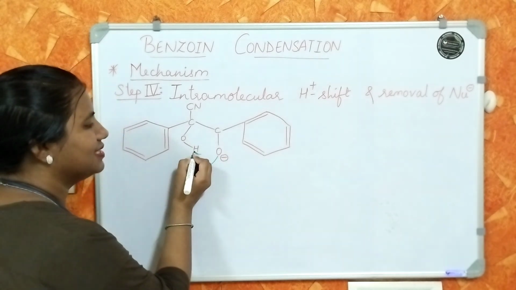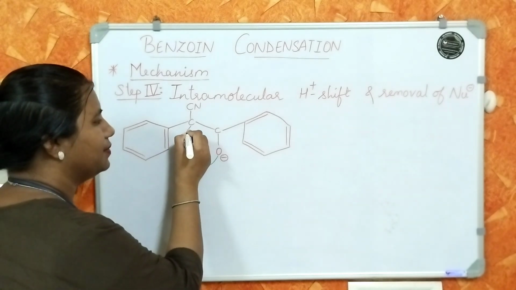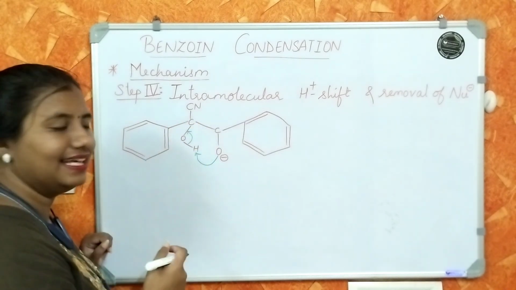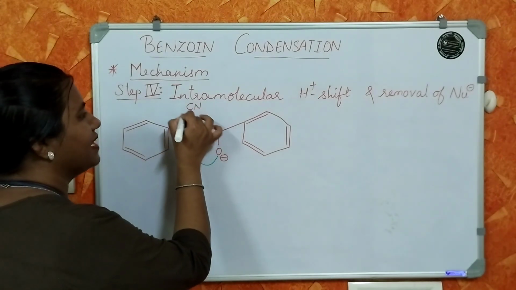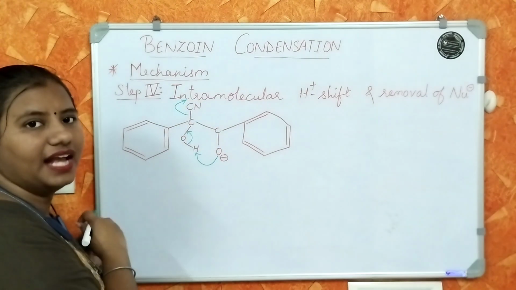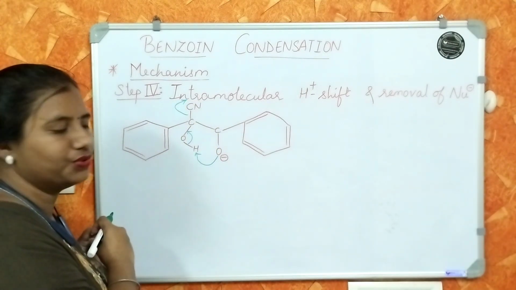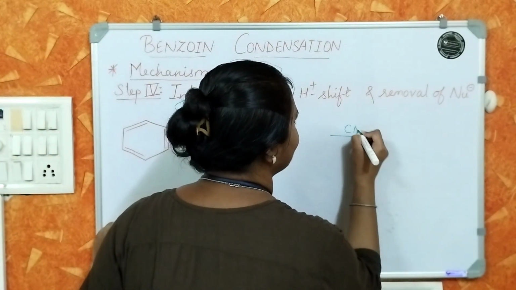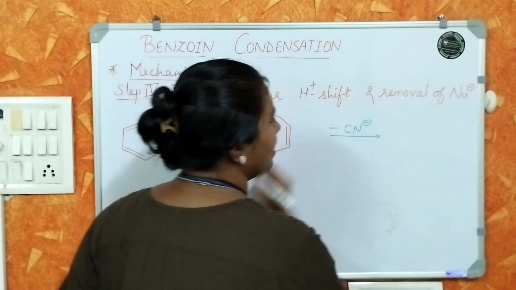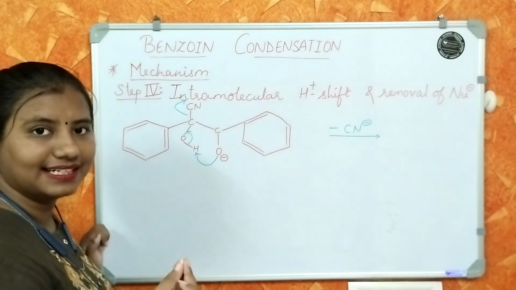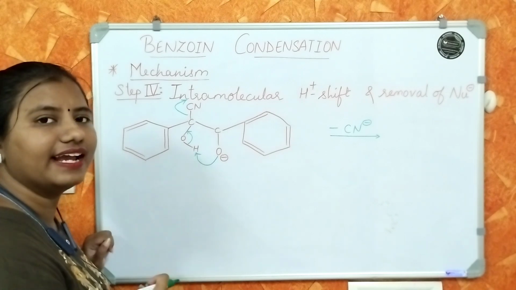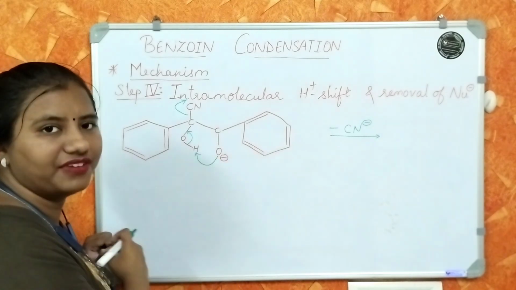Now in return this hydrogen is going to leave out the electrons to this oxygen and carbon bond and therefore this CN is going to go away. Now it is going to leave the molecule. So what we have here is the removal of the nucleophile, that is CN minus. As I told you, it is the catalyst and therefore it is going to leave the molecule and get regenerated at the end of the reaction. So it is going away now.